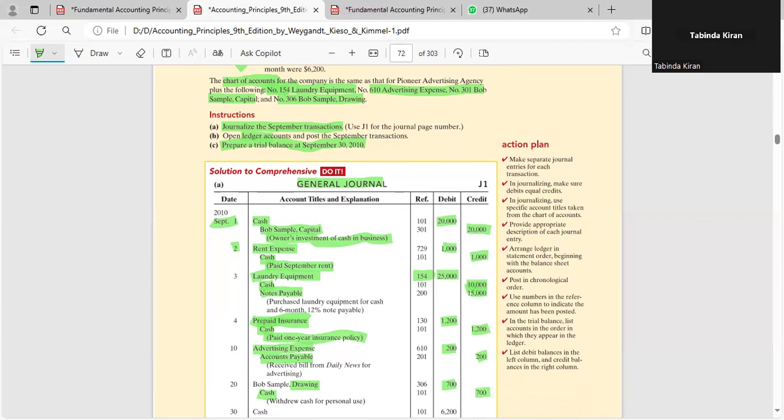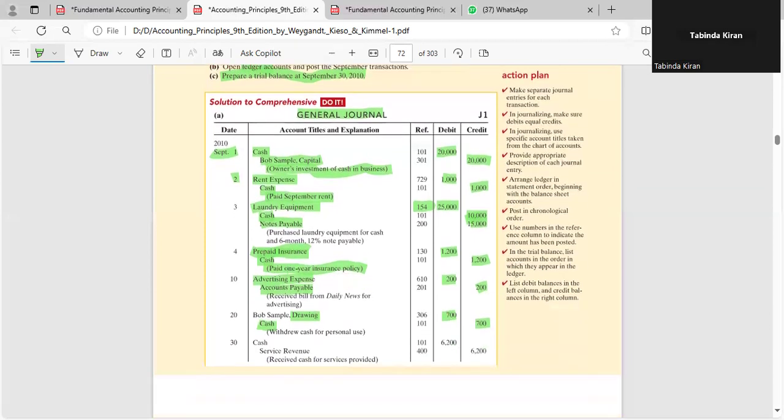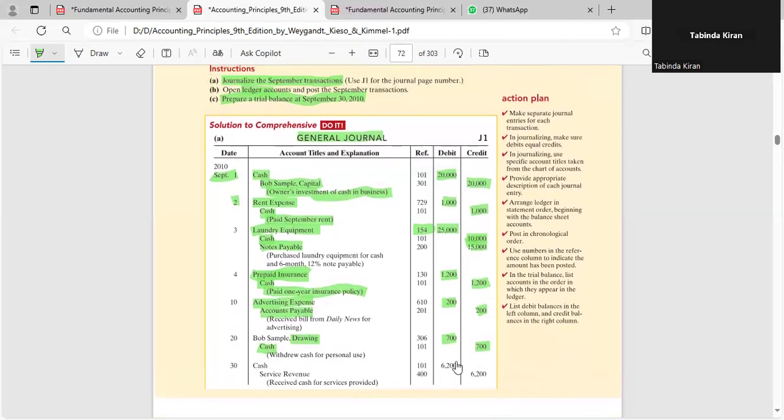And the last transaction is the company determined that cash receipts for laundry services for the month were 6,200. The company determined it by itself, it has not yet received that money. The company determined that cash receipts for laundry services, the amount for the laundry services you have provided this month, how much is it? $6,200. So cash debit 6,200 and sales revenue credit, as increase in revenue will be recorded as credit.